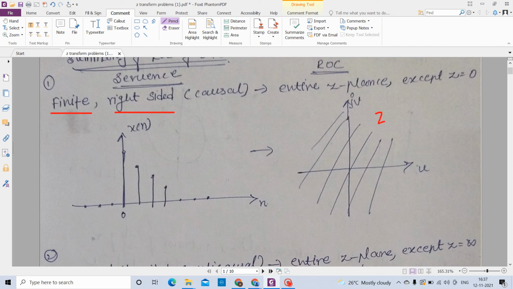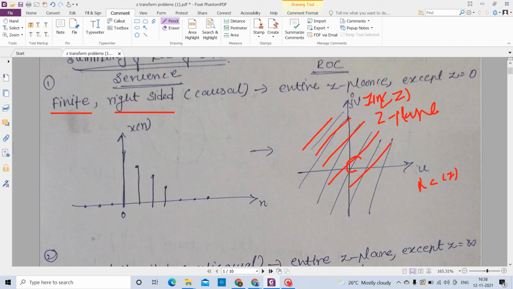This is the z plane. We know very well this one, right? The x-axis is the real part, the y-axis is the imaginary part. So we can also write this as the real part of z, and this is the imaginary part of z. Here the region of convergence occupies the entire z plane except z is equal to 0. We will discuss while solving the problem how they are telling.